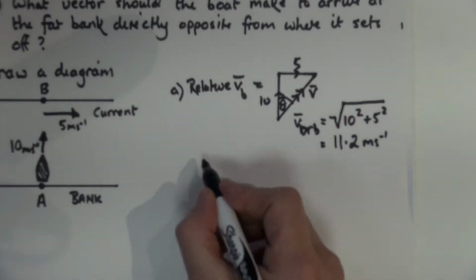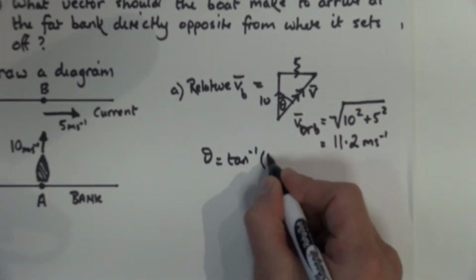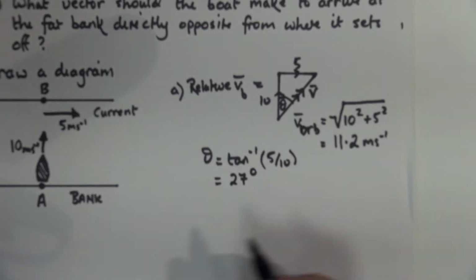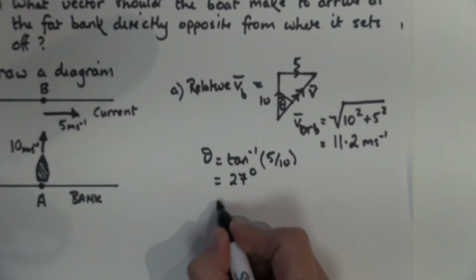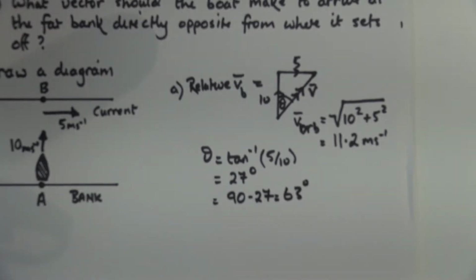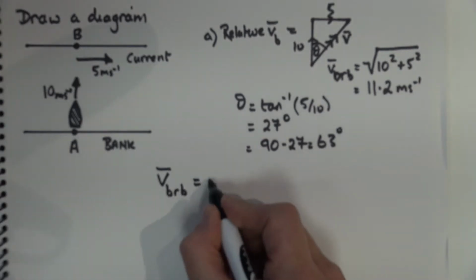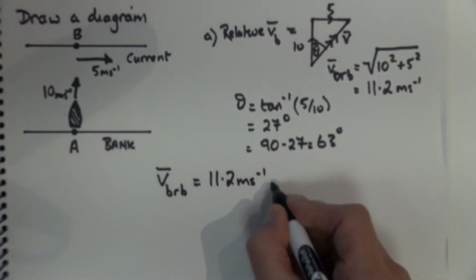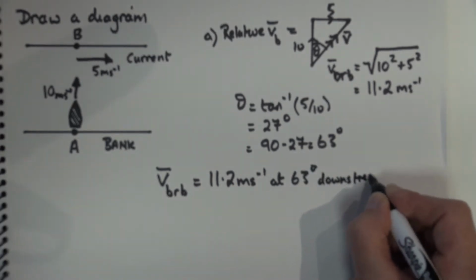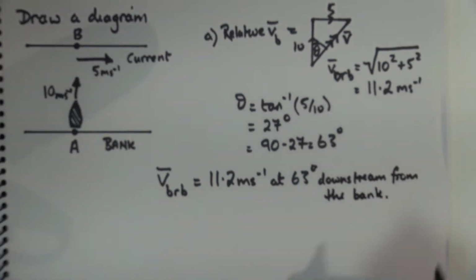I then need to find an angle. The angle in this triangle will be tan to the negative 1 of 5 over 10, which will give me an angle of 27 degrees. If I want to find the angle relative to the bank, it's 90 minus 27, which equals 63 degrees relative to the bank downstream. So my velocity of the boat relative to the bank will be 11.2 meters per second at 63 degrees downstream from the bank. So that's question A sorted.